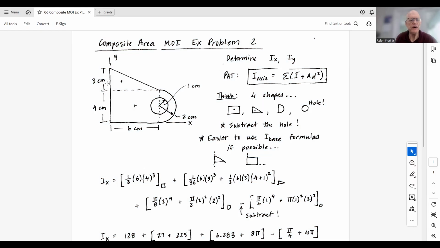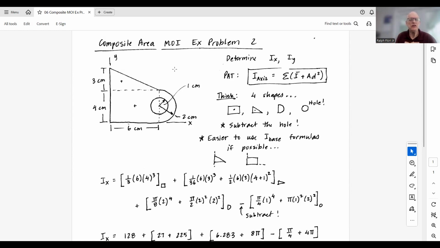So what we have here is a composite shape made of a rectangle, 4 centimeters by 6 centimeters, a triangle, 3 centimeters by 6 centimeters, a half circle with a radius of 2 centimeters, and a circular hole with a radius of 1 centimeter. We want to find the I about the x-axis and the I about the y-axis. The parallel axis theorem says that the I about the x-axis, for example, is the sum of the I bar plus the AD squared term for each of these subshapes.